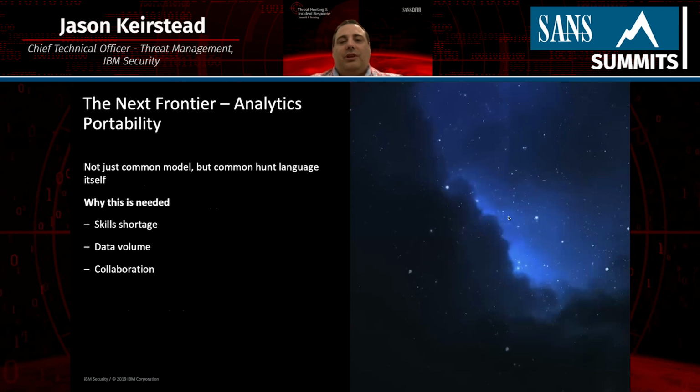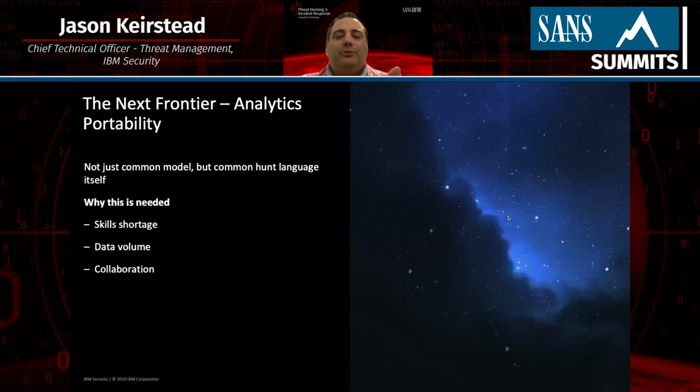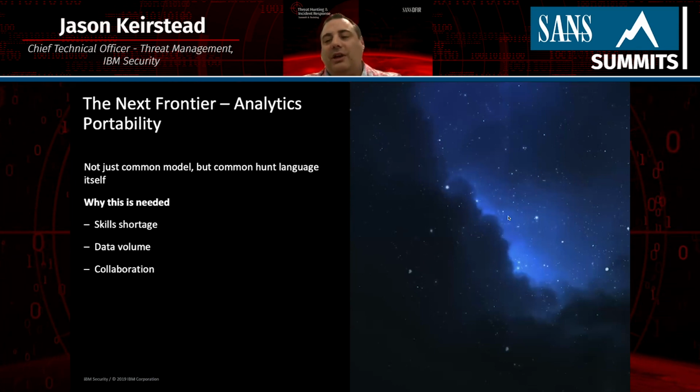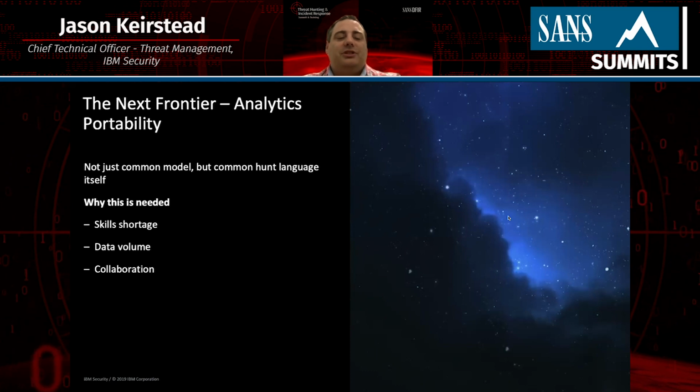So what's the next frontier? Before I wrap this up, I want to outline something that I see as the future, and that's not just a common data model, but common hunting and analytics languages themselves. Why do we need this? It's the same reasons that we were looking at common information architectures: lack of folks that have the right skills, this enormous volume of data that's coming out of the cloud, this need for collaboration around detections and analytics in the community.